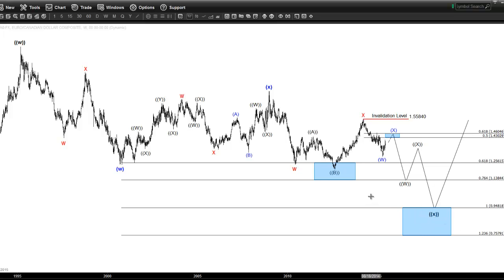Alright, so this is the weekly chart of the EuroCAD, and now we are bouncing right here on the fifth swing, right? So this is 1, 2, 3, 4, 5. The sixth swing is in a flat, right? Now we are looking to complete the seventh swing. This decline right here is complete with the W, right? And now it's bouncing in the X, which is supposed to be complete around this area, 1.43, 1.46, which is the 50 retracement of this.